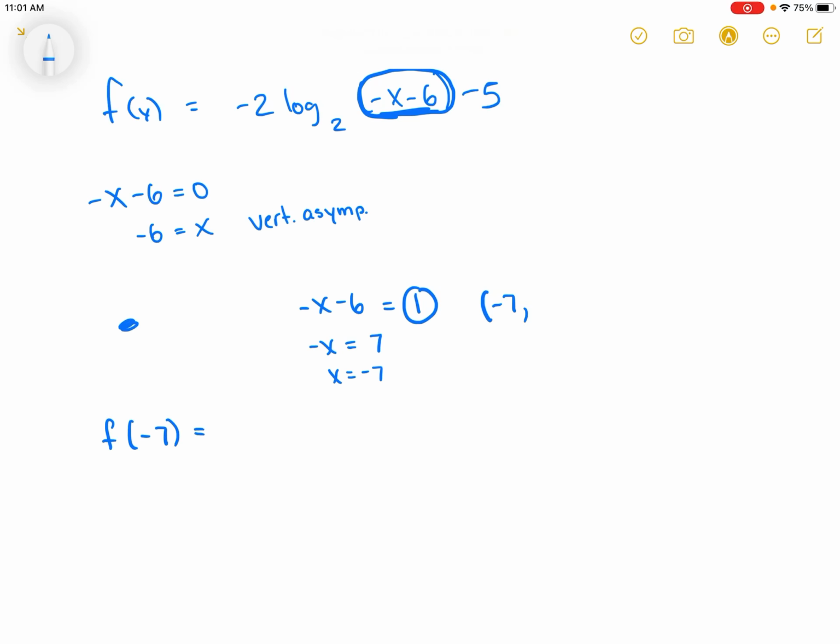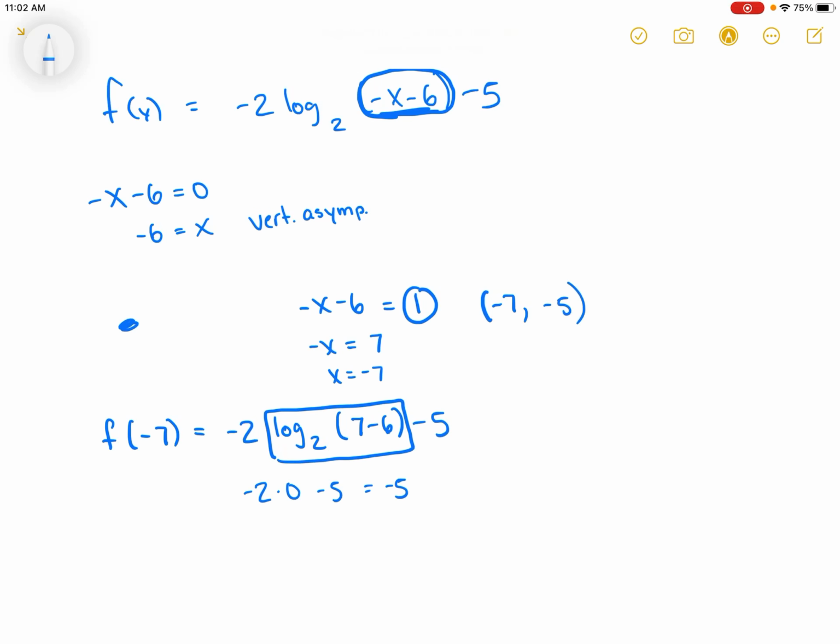f of -7 is -2 log base 2 of 7 minus 6, minus 5. So 7 minus 6 is 1. So log base 2 of 1 is 0. So -2 times 0 minus 5 is -5. So -7, -5 is on that graph.